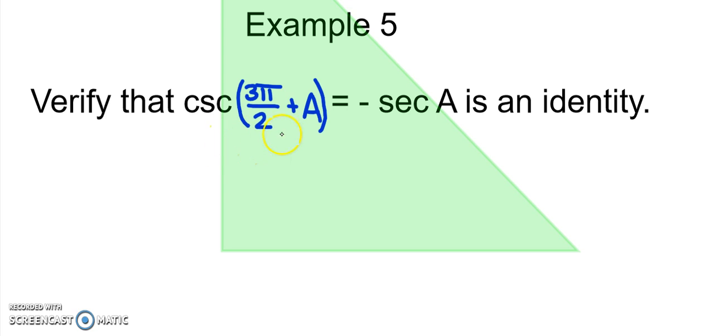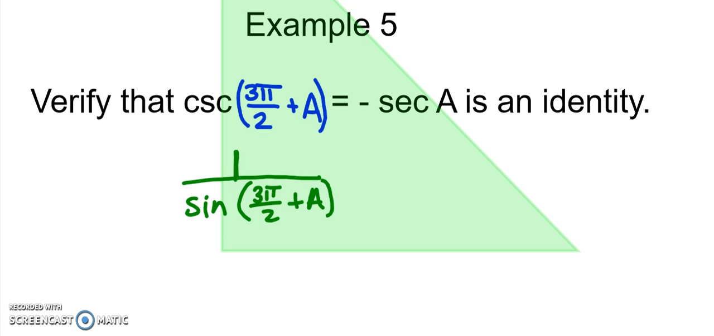So here, we're going to change this over to sines and cosines. So we're going to do 1 over sine of 3 pi over 2 plus A. Now, the reason why we're doing sines and cosines is because the only things we have for sum and difference are sine, cosine, and tangent. So we can't do anything with cosecant or anything of that sort. We have to change it over to sine, cosine, or tangent, and then we can use our trig identities from there.